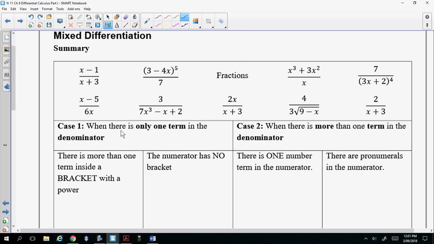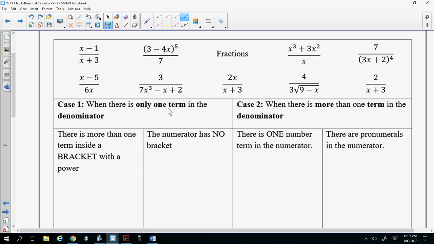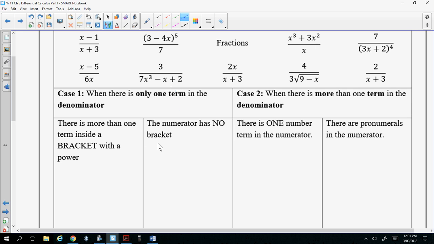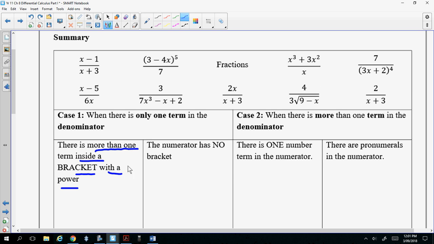There are two cases. Case one, there is only one term in the denominator. If there's only one term, there's more than one term inside a bracket with a power. So let's see which one it is. This one has a power. Let's write it here. So we categorize them into different groups, and then each group will use a different method. Okay?